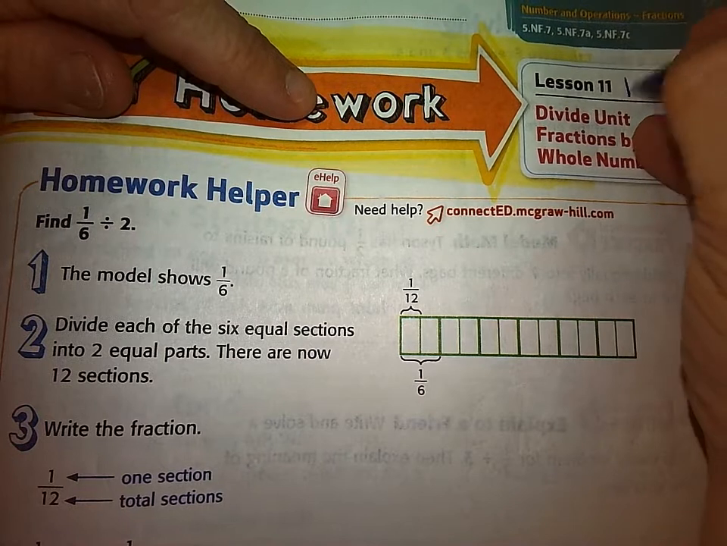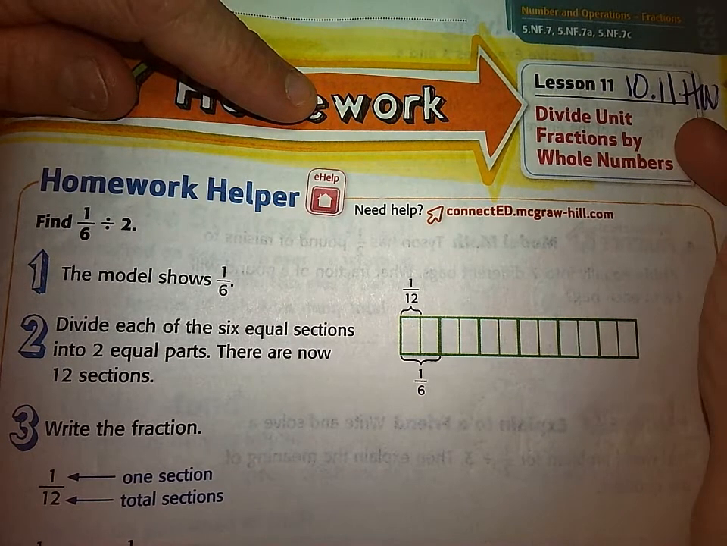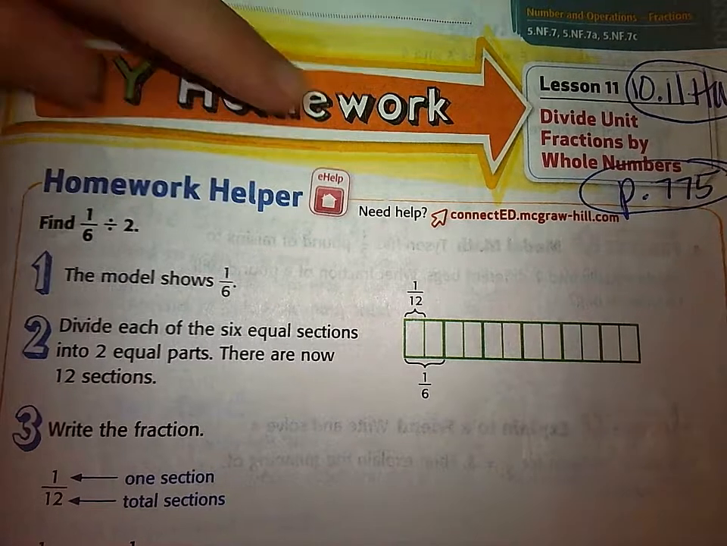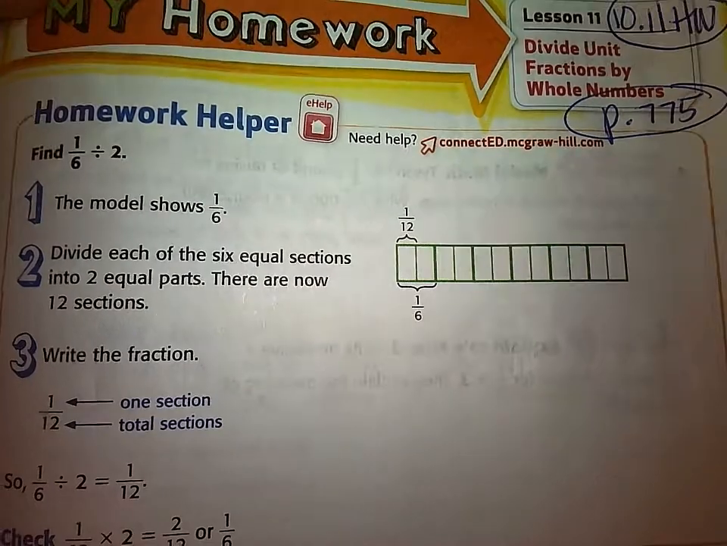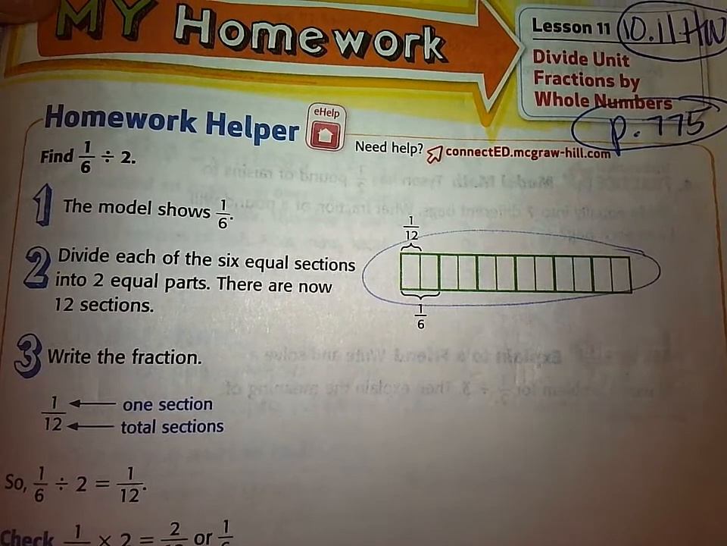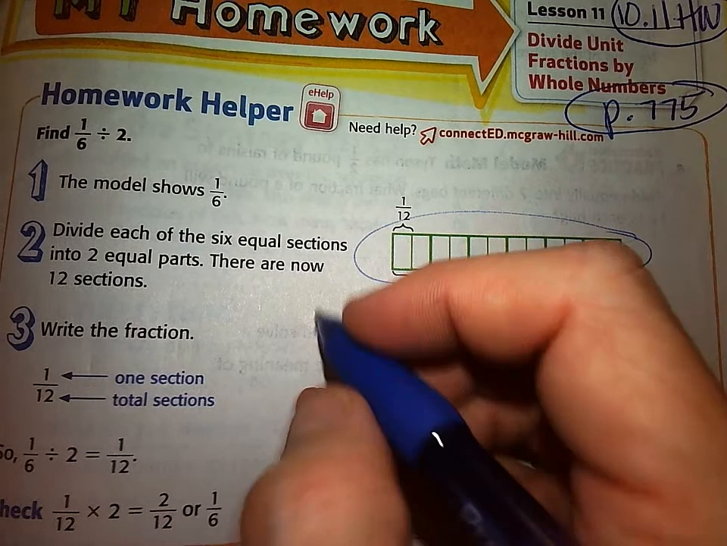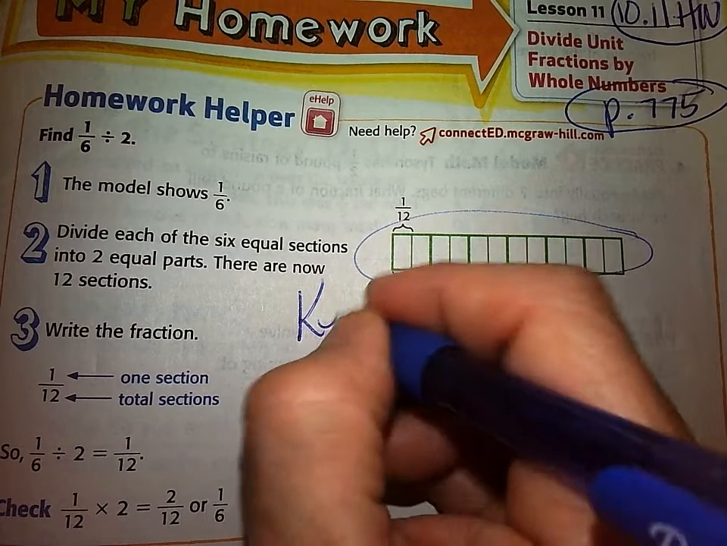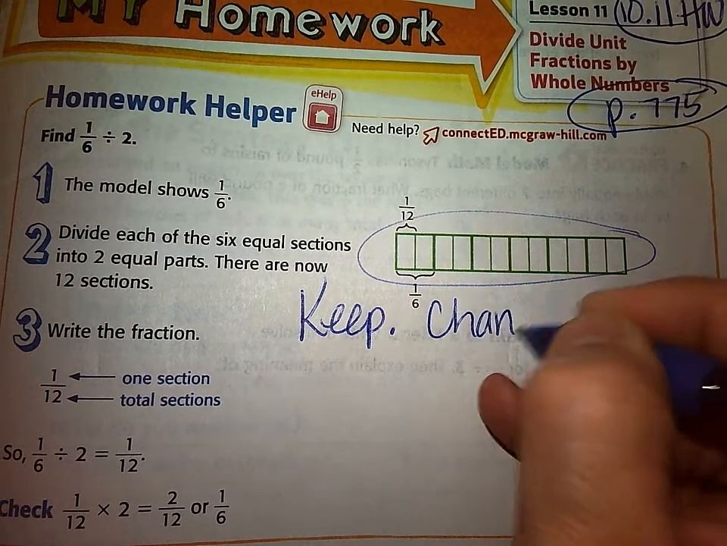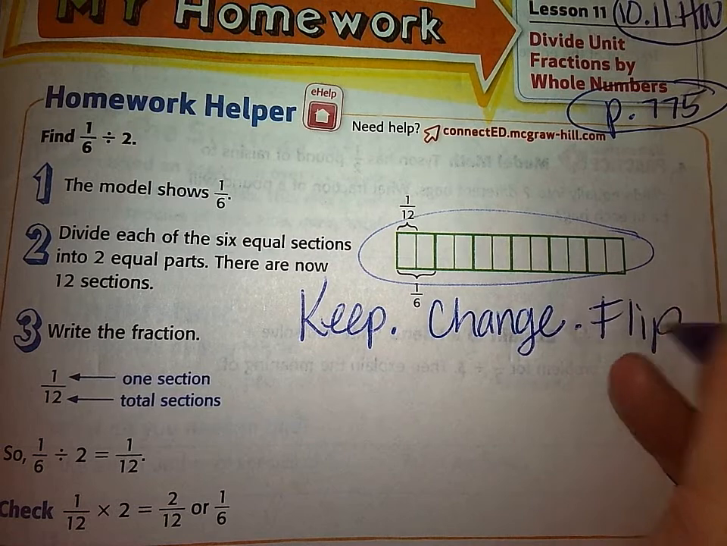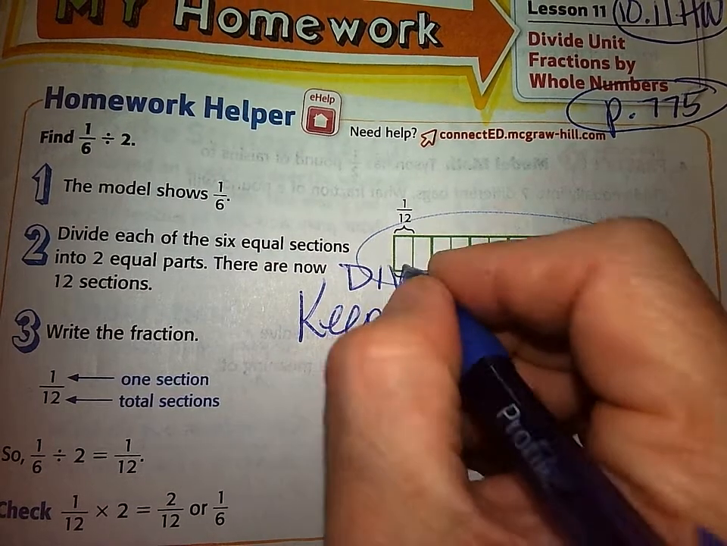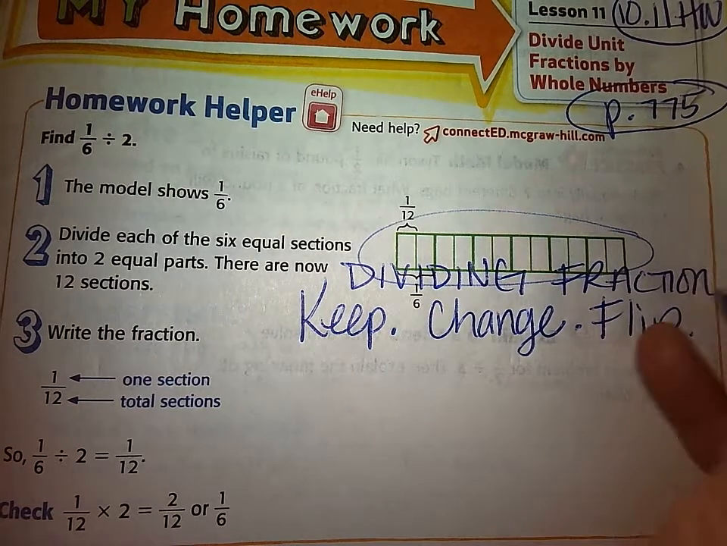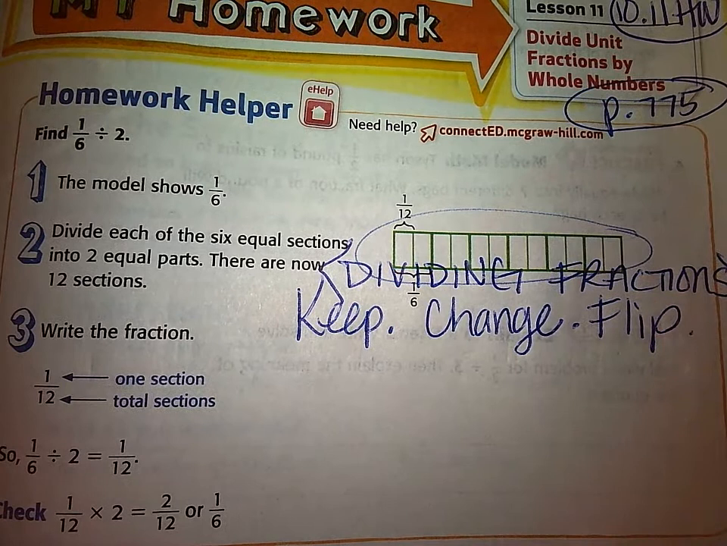We're doing Chapter 10, Lesson 11 homework page, which is page number 775, and we're dividing with fractions. Remember, you can certainly use models. I feel like it gets a little bit tricky with fractions, and so depending on the numbers, what I want you to write down again is our rule: keep, change, flip. And that is for dividing fractions. Dividing fractions, we keep, change, flip.